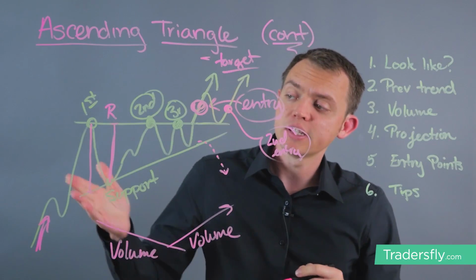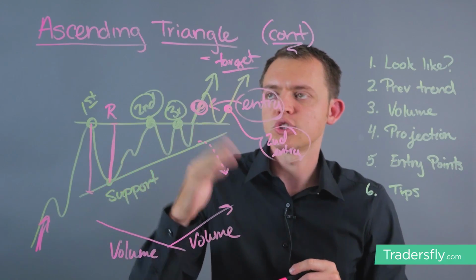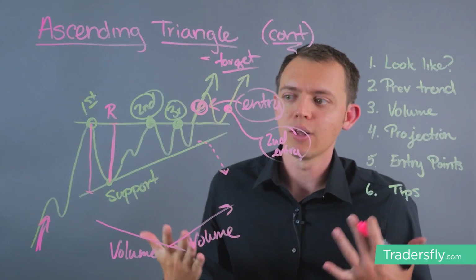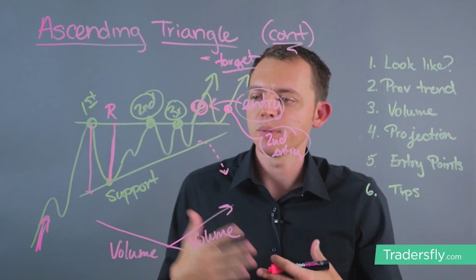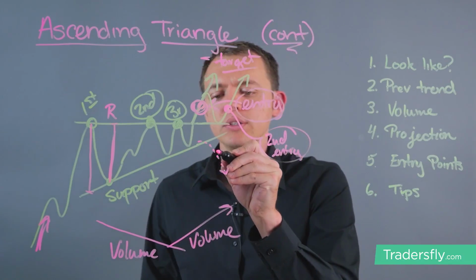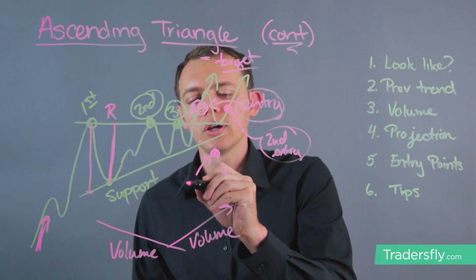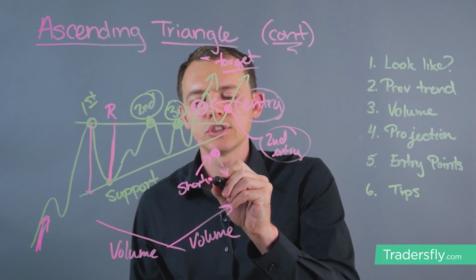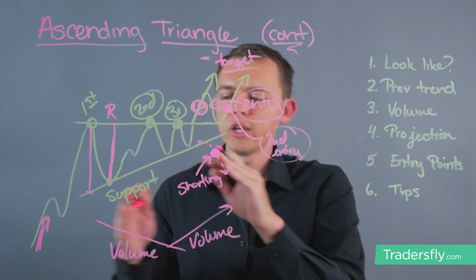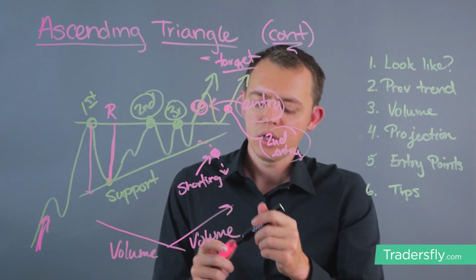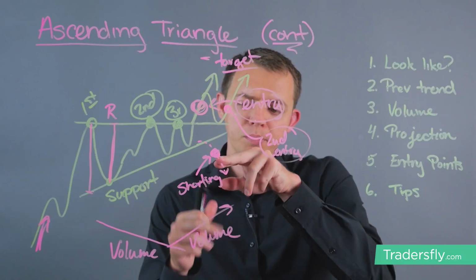If the stock actually ends up rolling over and this ascending triangle pattern doesn't work out, let's just say all of a sudden you get bad economic news or something like that, and it rolls over, well, you could look at a shorting opportunity somewhere over here right under that support level. But again, you're looking for volume to pick up.